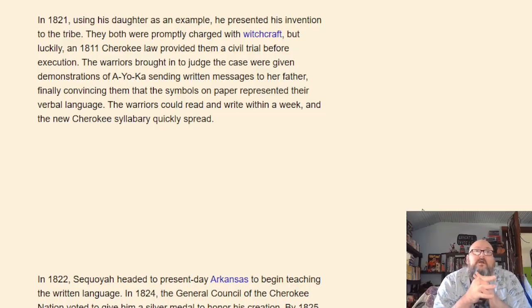In 1821, using his daughter as an example, he presented the alphabet to the tribe, and both were promptly charged with witchcraft. But luckily, an 1811 Cherokee law provided them with a civil trial before execution. The warriors brought in to judge the case were given demonstrations of Ayoka sending written messages to her father, finally convincing them that the symbols on paper represented their verbal language. The warriors could read and write within a week, and the new Cherokee syllabary spread quick.